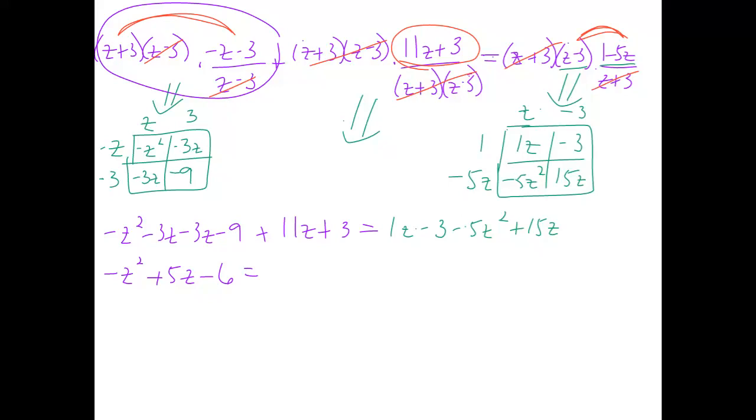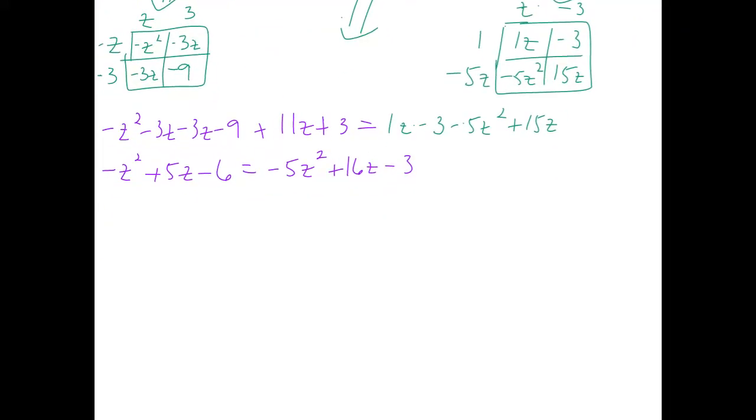All right, on the right-hand side, we can combine the z terms. I'm going to order this and put the negative 5z squared first. And then 1z and 15z gets me 16z. And then a negative 3 on the end. Now, at this point, note that we've got z squareds. Well, we've got one of everything on both sides.